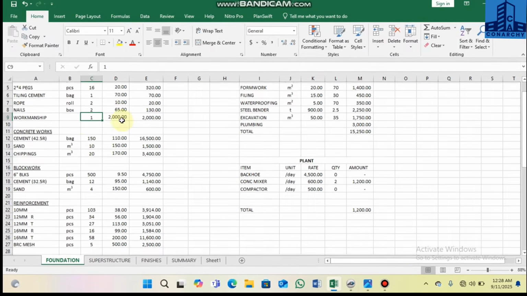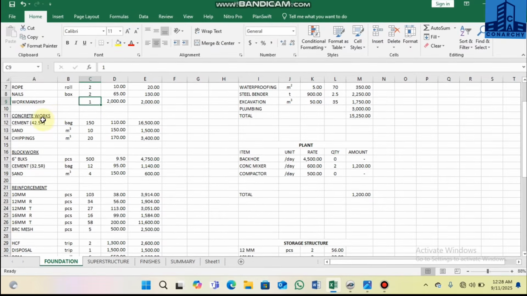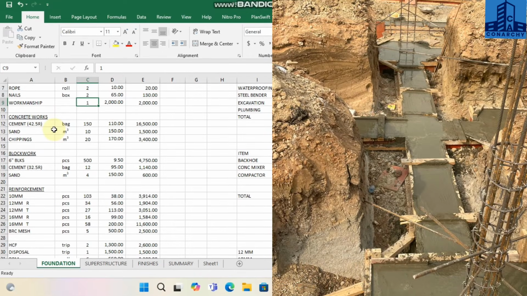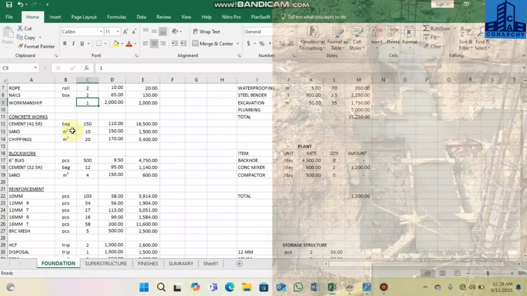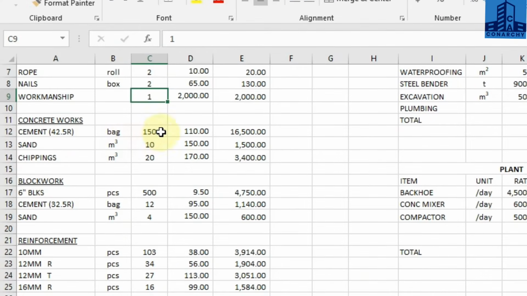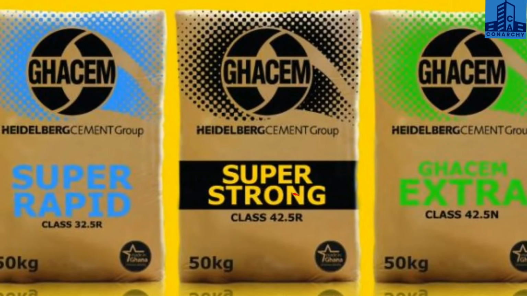So we have that, and we also have our concrete works. With the concrete works, this involves the pad, the strip, the starter column, and also the oversite concrete. Anything that involves concrete has been included under the concrete works. Just like the excavation, we get the total cubic meter, and we calculate the number of bags of cement you'll be using for the concrete works. You'll be using 150 cement bags, and we'll be using the 42.5 grade. We use the 42.5 grade for concrete works and the 32.5 grade for block laying and plastering.